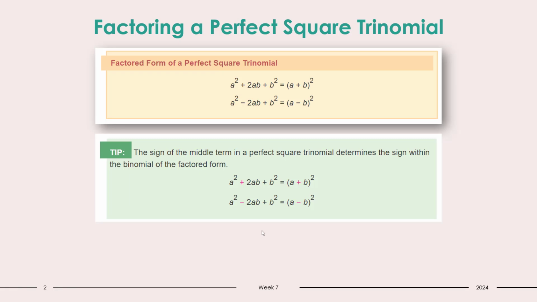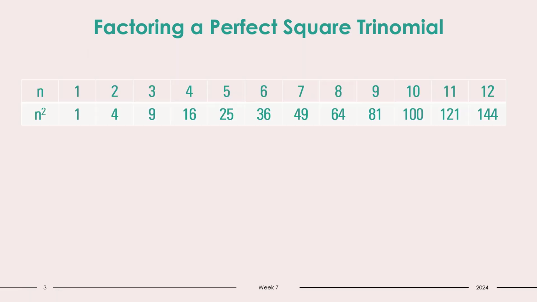And again, pointed out that if we've got a plus in front of 2ab, then when we factor, we'll have plus b. If we've got a minus in front of 2ab, when we factor, it's going to be minus b. Okay, so let's take a look at perfect squares, just some perfect square numbers. Numbers on the bottom are what we call perfect squares because they are what we get when we square the number that's above.